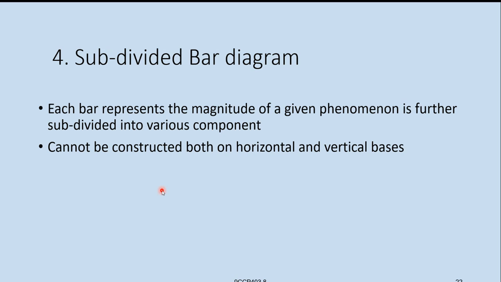Each bar represents the magnitude of a given phenomena. Magnitude means what is the depth of the picture, which is further divided into various components. In the previous slide, I have explained to you graphs, how we can divide. It cannot be constructed both on horizontal and vertical basis. It cannot be drawn on vertical and horizontal. We can draw only in one way. Normally, all the pictures are drawn vertically only, by using x-axis as the first variable and y-axis as the second variable.